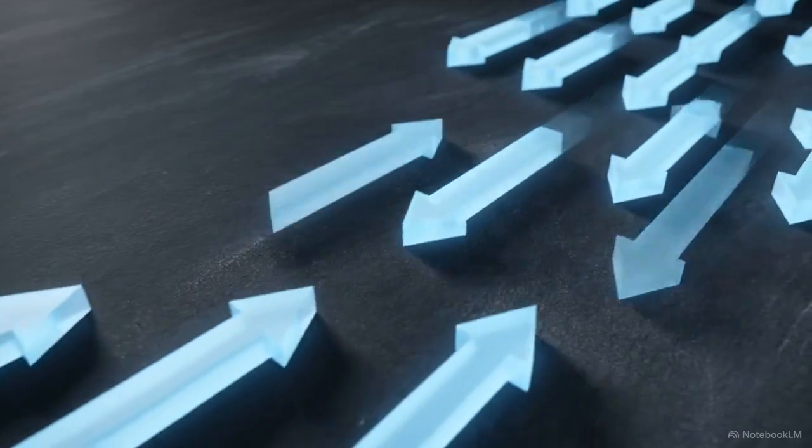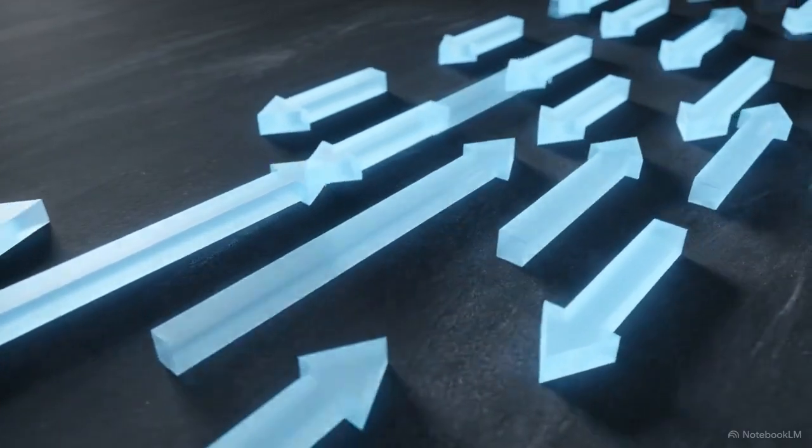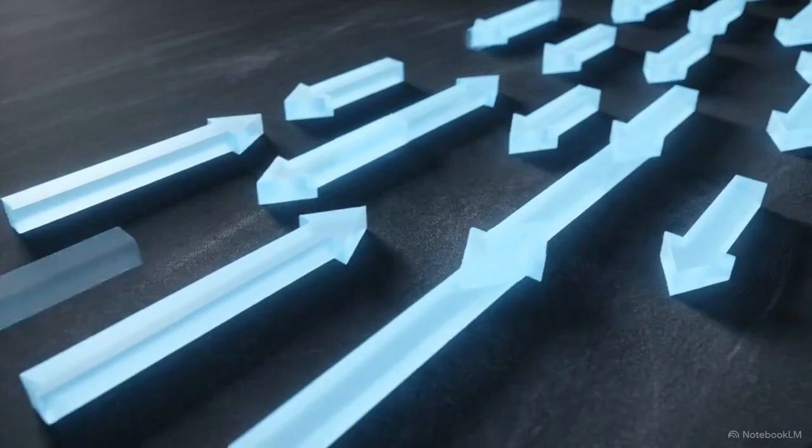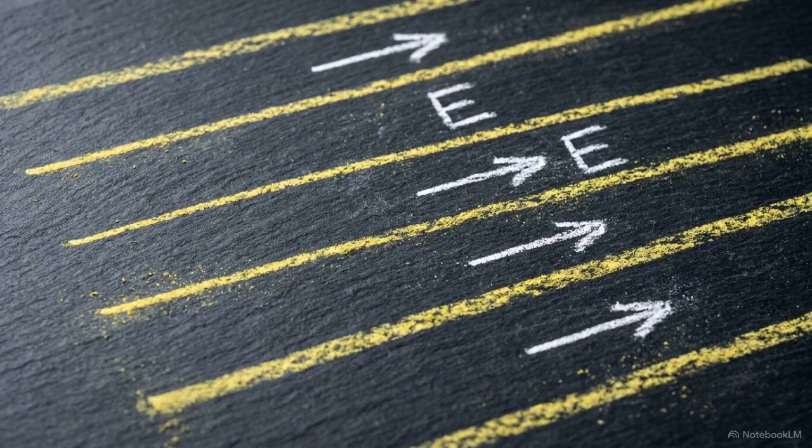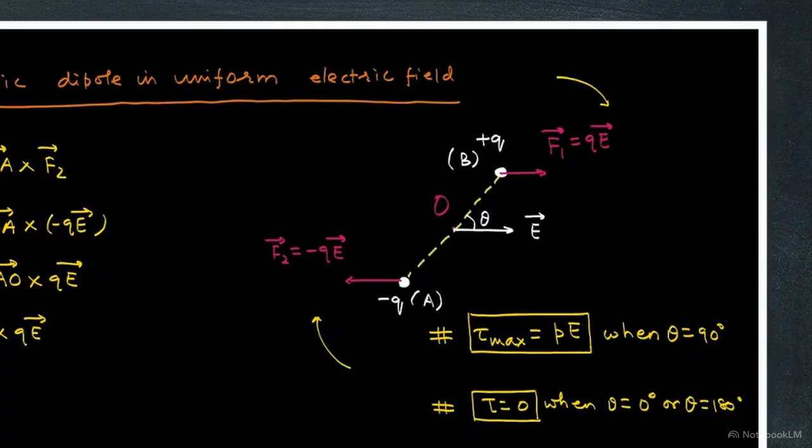We begin by defining the physical parameters of the environment, a region of space occupied by an external electric field. In a uniform electric field, the field strength vector E remains constant in both magnitude and direction across every point in the system. We introduce an electric dipole into this field, two equal and opposite charges, positive Q and negative Q, oriented at an arbitrary angle theta.